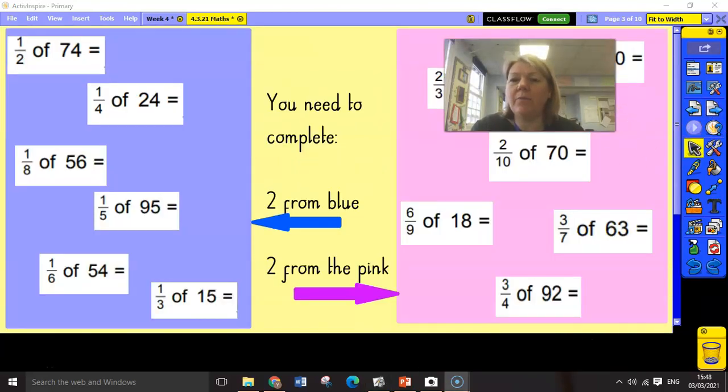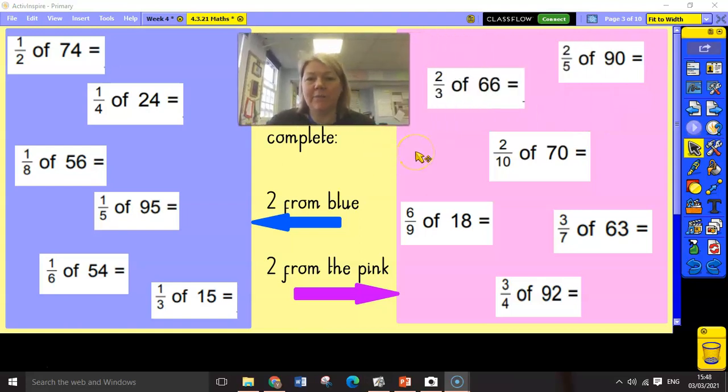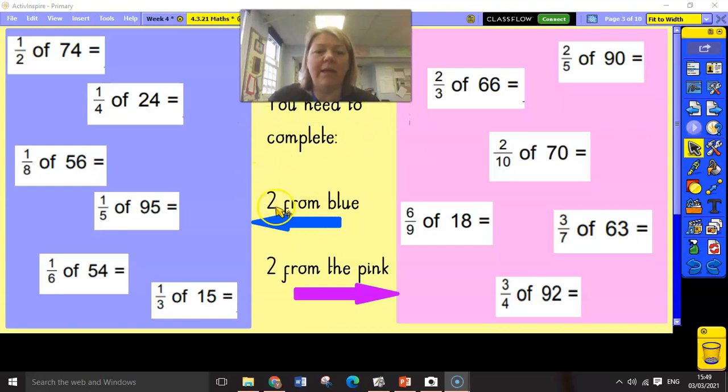Right, so what you're going to do now is you're going to do a lot more practice because I think it's really important. And I have said that I want you to complete 2 from the blue side and 2 from the pink side. And I've said that for a reason. The reason is that the fractions over here, if you look at them, all have a 1 as the numerator. I wonder if you can remember what type of fraction that is. Yeah, you're right. It's a unit fraction, isn't it?